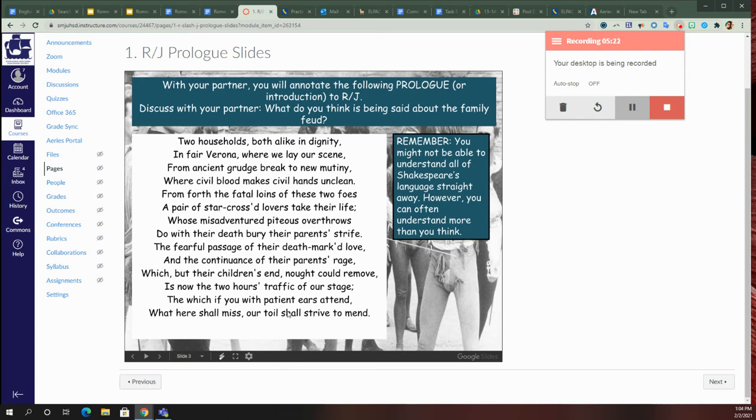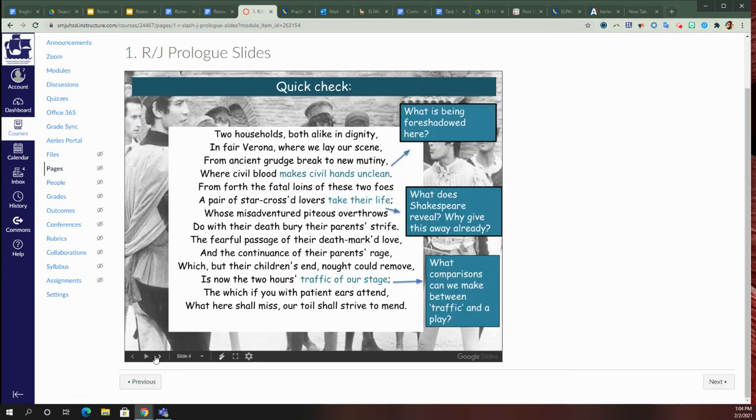And Shakespeare is asking, if you listen with patient ears, you will start to understand a little bit about why we are learning this story and what types of ends we should mend and make better.